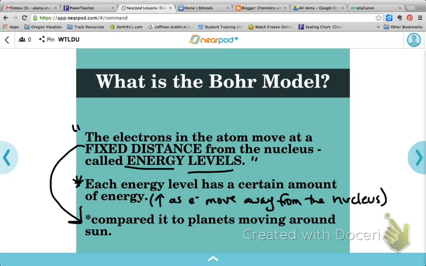Believe it or not, this information came from the equations that we have been talking about. So the speed of light equaling wavelength times frequency, and the energy of a photon equaling Planck's constant times frequency. Bohr used that information to come up with this model. And we're going to explore that a little bit more here.